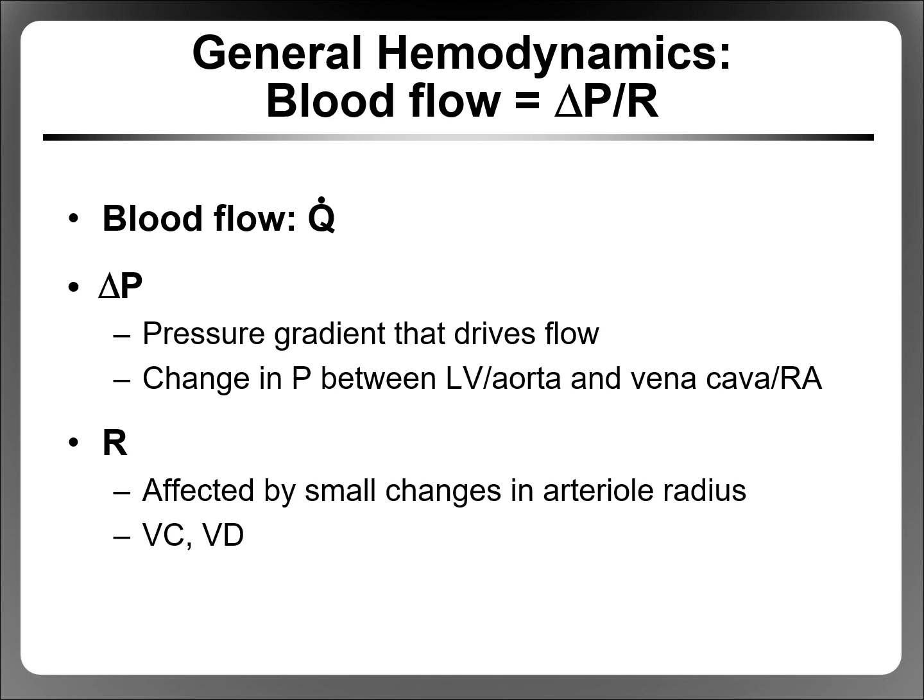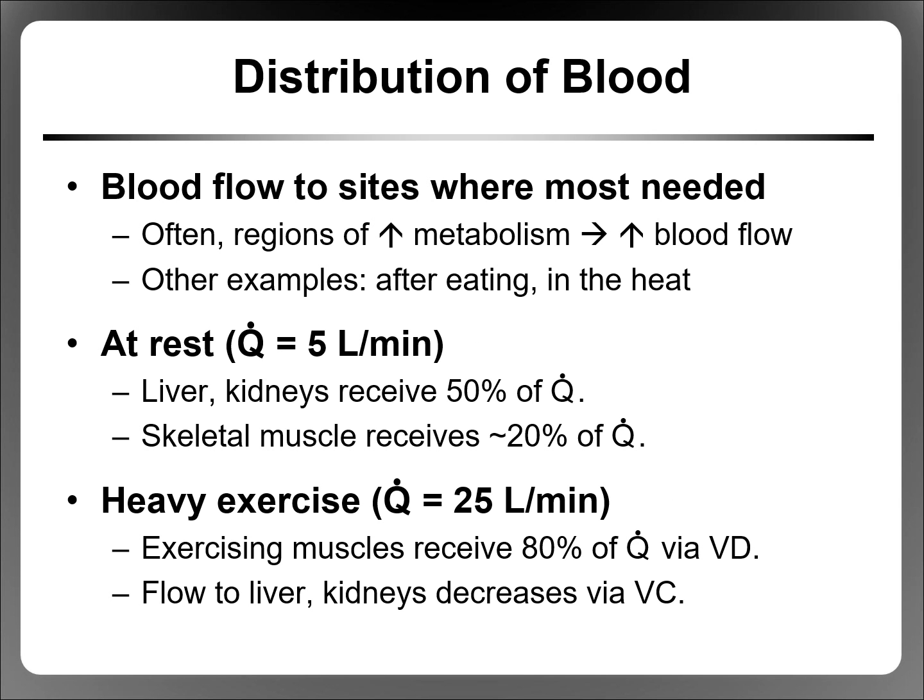Our blood flow is also going to impact our cardiac output. That is because when we have a change in pressure, and we know our pressure gradient is what drives our flow, this means we're going to have pressure change differences between our left ventricle and our aorta and our vena cava and our right atrium. And again, we talked about resistance being what changes this, and this is going to be via vasoconstriction and vasodilation.